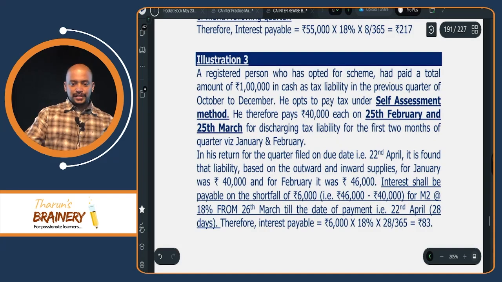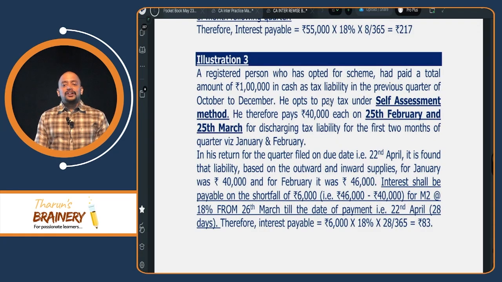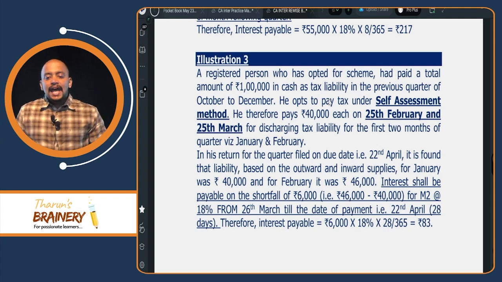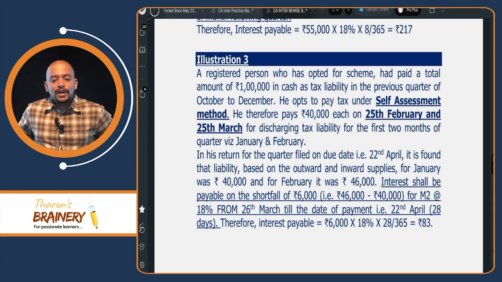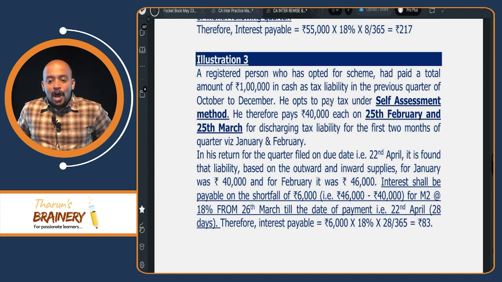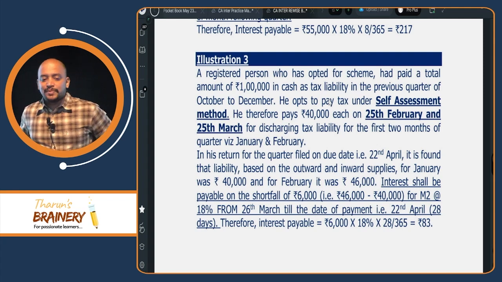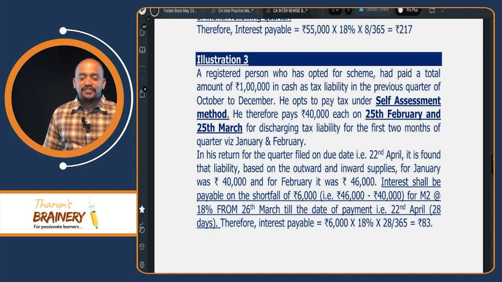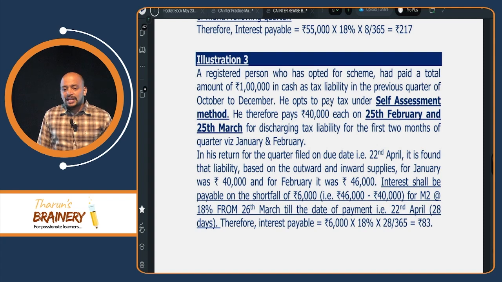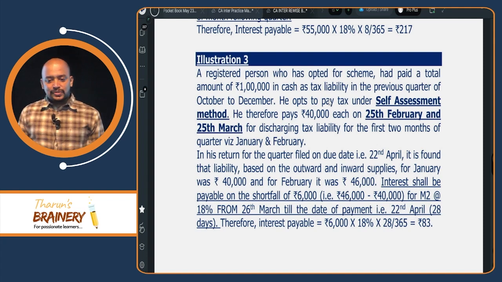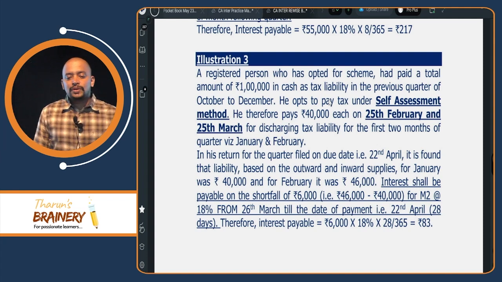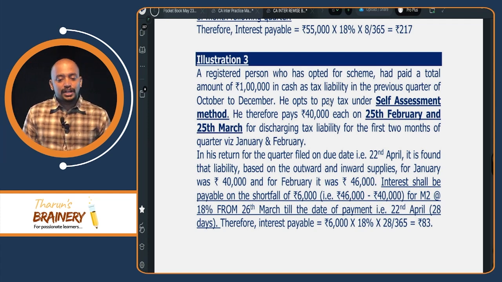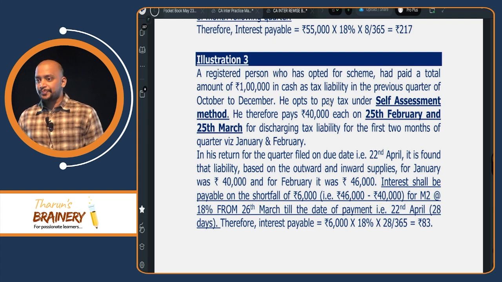Then last illustration. A registered person has opted for the scheme, has paid a total amount of 1 lakh in cash as tax liability in the previous quarter of October to December. He opts to pay tax under self-assessment method. He therefore pays 40,000 each for 25th February and 25th March. In his return for the quarter filed on due date, that is 22nd April, it is found that liability based on outward and inward supply for January was 40,000 and February 46,000.